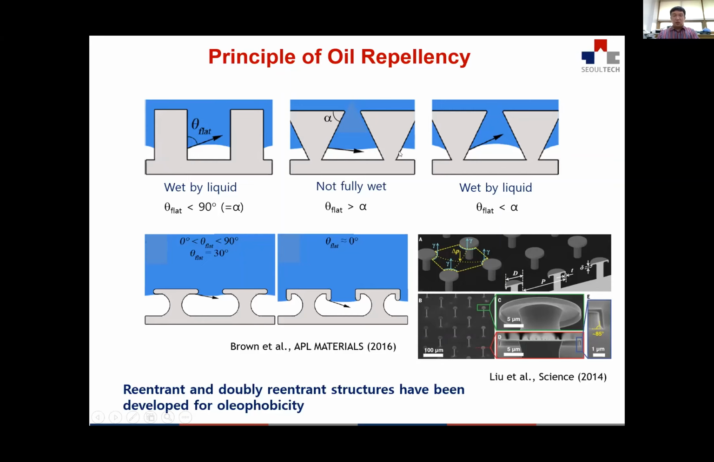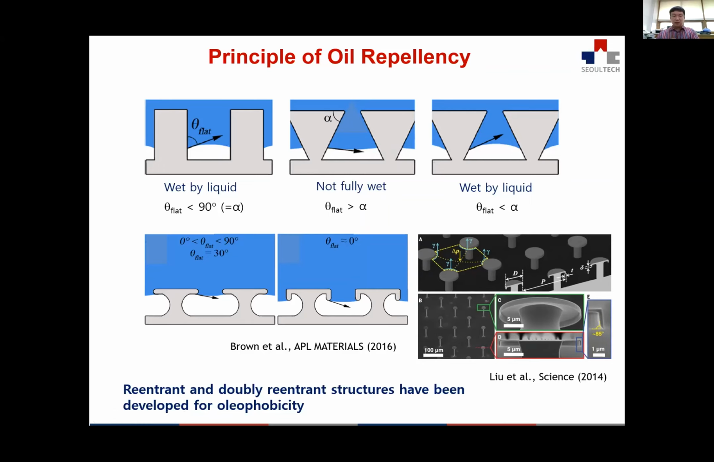For example, if the contact angle is higher than the taper angle defined like this, we can trap air between the solid and the liquid. It is very important for the liquid repellency from the solid. So we have to reduce alpha, the taper angle, to be smaller than the contact angle on a flat surface.